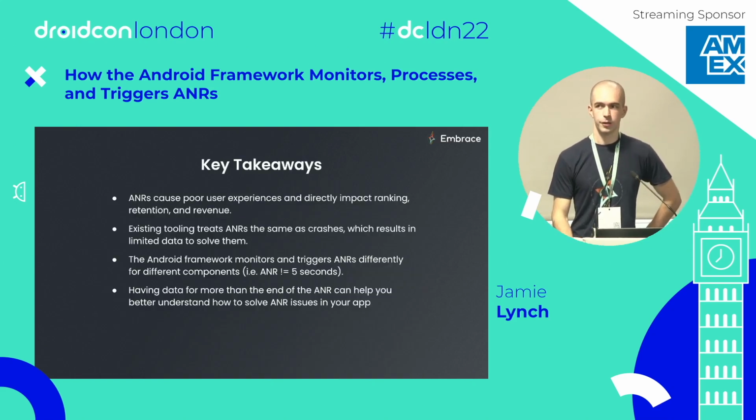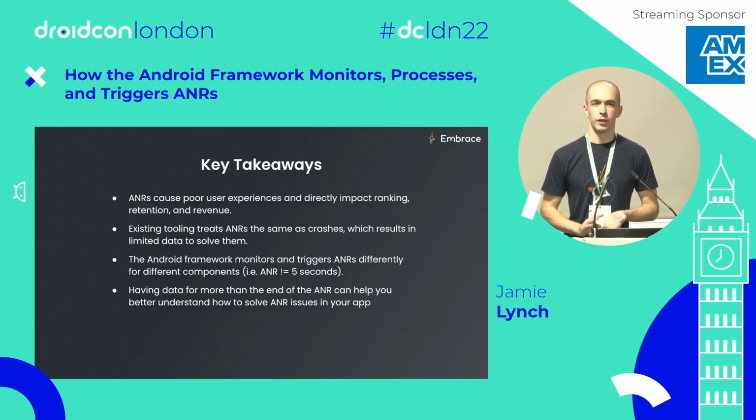I'd like to recap a little bit and go over the key takeaways from this presentation. ANRs can really impact your business and your organic search results. If you're above that 0.47% bad behavior threshold of ANRs, then you effectively don't get featured in Google Play. You can't show up in organic search, and your users might not have a good time using your app and decide not to purchase it.